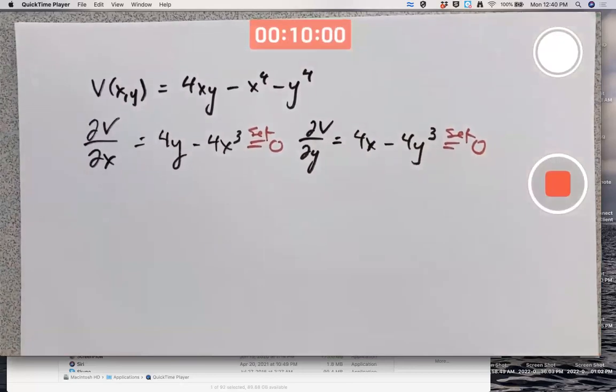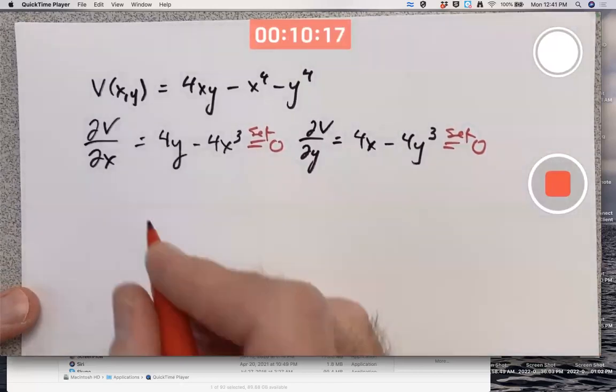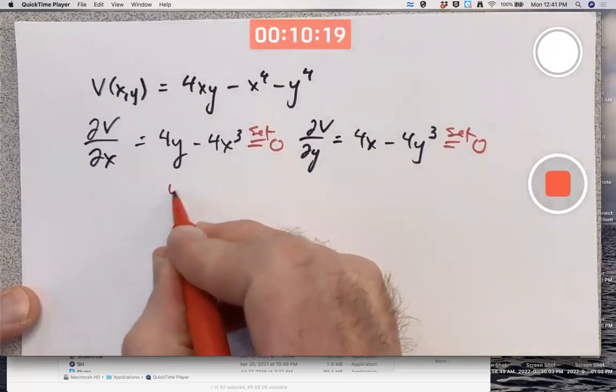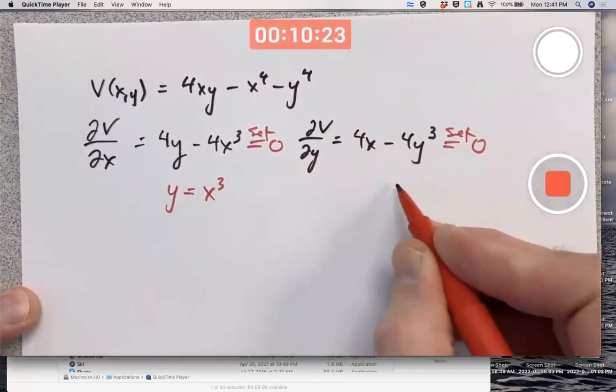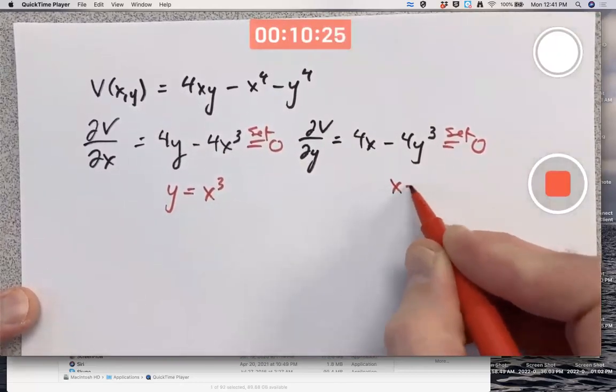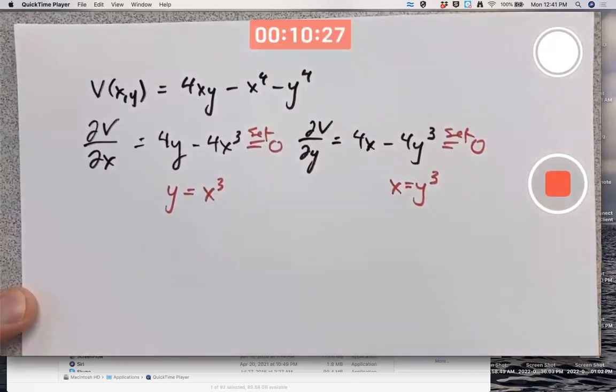Kind of like solving for equilibrium points for systems of differential equations. In fact, yeah, we are going to relate this to systems of differential equations. Not yet. Okay, so I'm setting these equal to 0, solving for x and y. Okay, I can divide both sides by 4. I can also rearrange these equations. This equation is equivalent to y equals x cubed. This equation is equivalent to x equals y cubed. Weird.